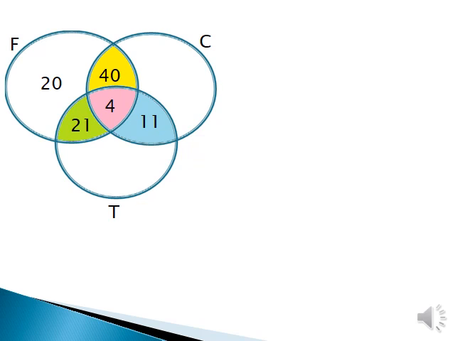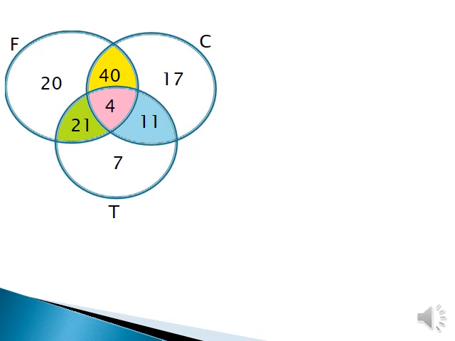Hope you have calculated. Similarly, 40 plus 4 is 44, 44 plus 11 is 55. So 72 minus 55 is 17. Now here 21 plus 4 is 25, 25 plus 11 is 36. So subtract it from 43, that is 7. So now we have got all the data.